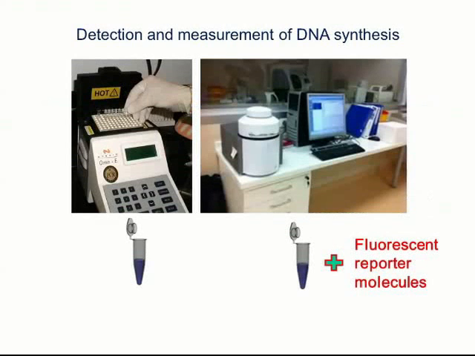Actually, real-time PCR is a very simple idea. It's an integration of a conventional thermocycler with a sensitive measuring system. What are the distinguishing features of RT-PCR compared to conventional PCR? Only these fluorescent reporter molecules: detection and measurement of DNA synthesis is based on these reporter molecules.